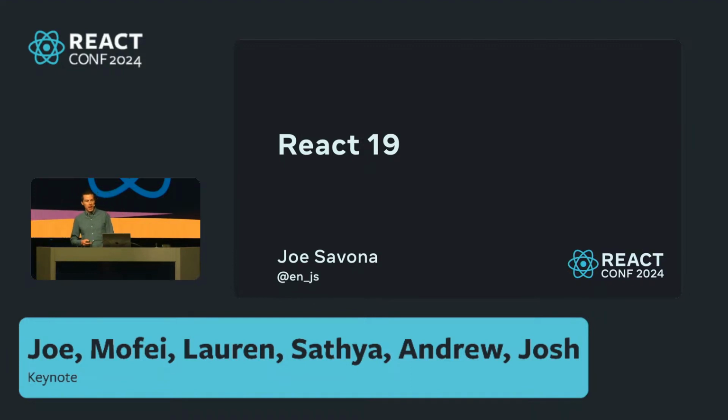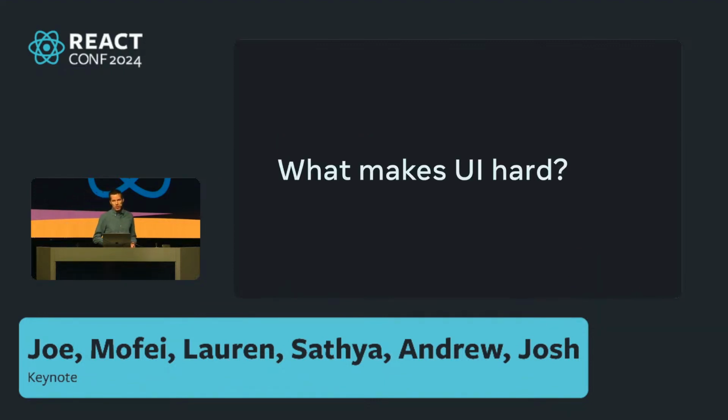Next, let's turn to React 19. Andrew and Josh will share more about what's in this release in just a moment. This release builds on the foundation of concurrent rendering that we established with React 18. So to put these features in context, it helps to understand how we got here and our approach to solving problems with React. So what makes UI so hard?